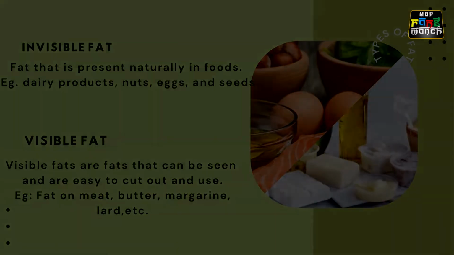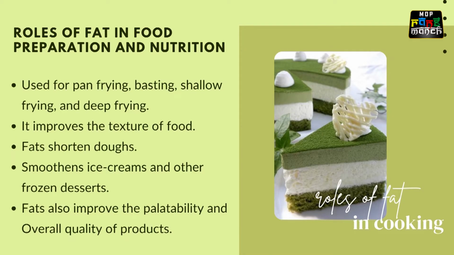For example, lard. Roles of fat in cooking, roles of fat in food preparation and nutrition, used for pan frying, basting, shallow frying and deep frying. Basting is a technique where meat is cooked with its own juice or any other sauces or marinades. It improves the texture of food by aiding the leavening process in cakes by trapping air during the mixing process.